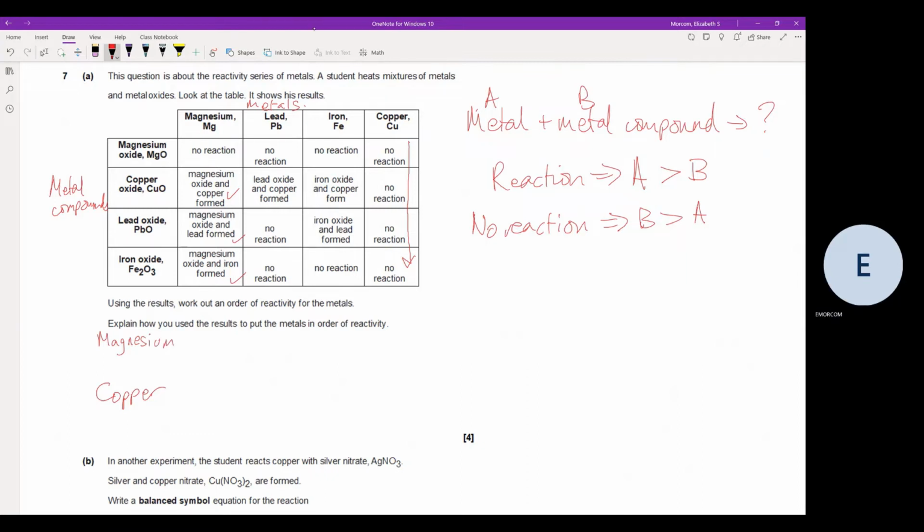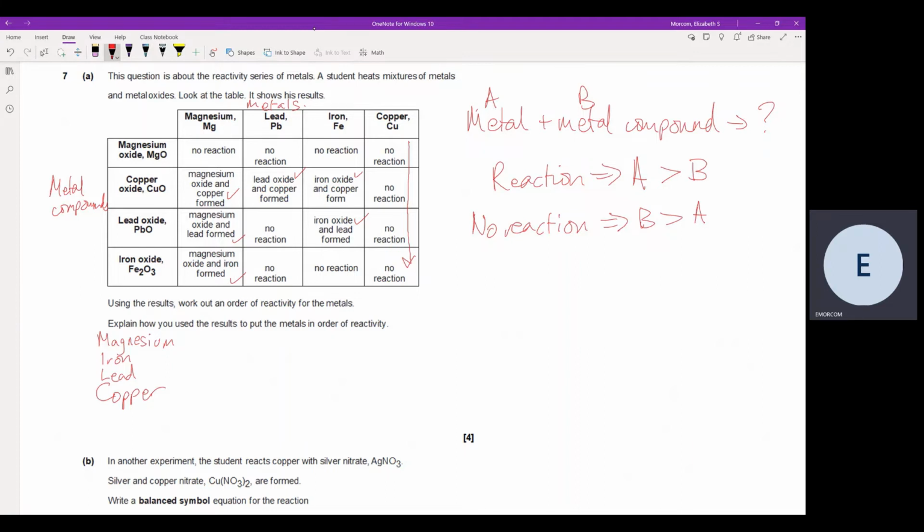Okay. Now we need to just look at lead and iron. Well, lead only reacts with one, so it's only more reactive than copper. Iron reacts with both the copper oxide and the lead oxide, which means that iron is second, and then lead is in between the iron and the copper. And so we've got to talk about what's going on here. So a more reactive metal will displace a less reactive metal.